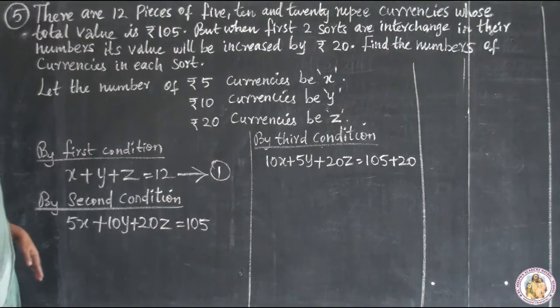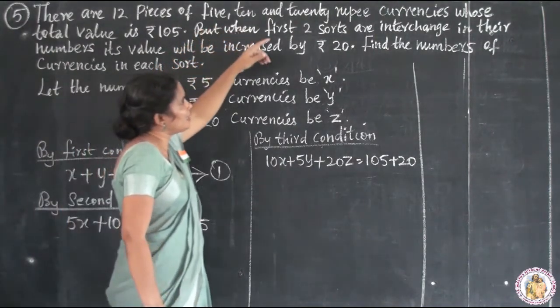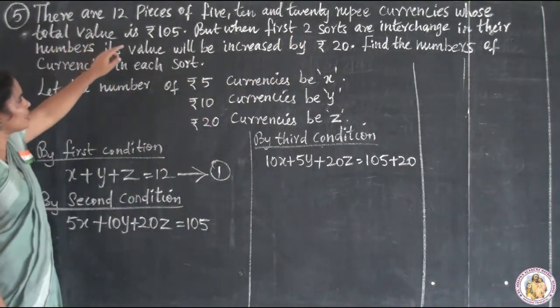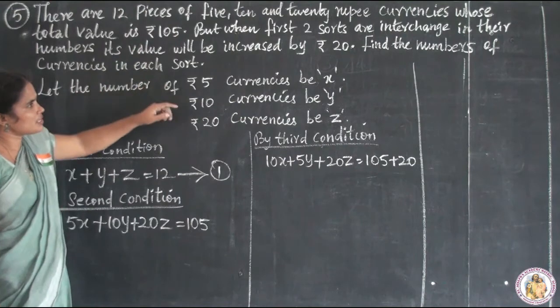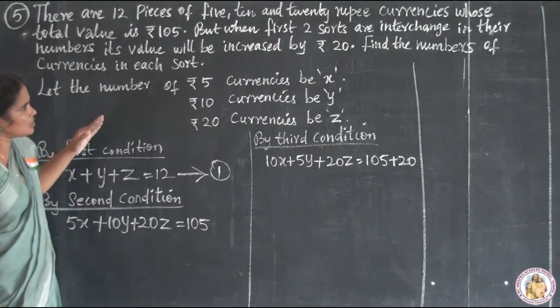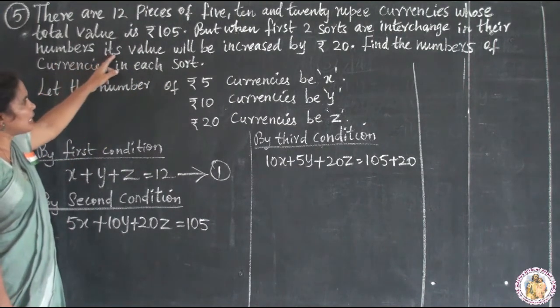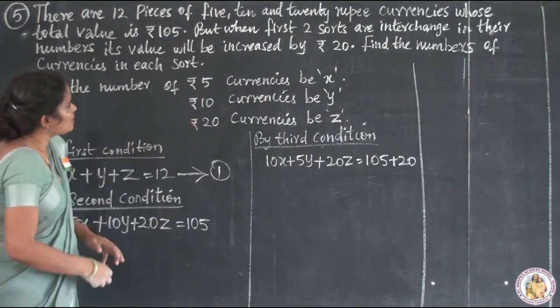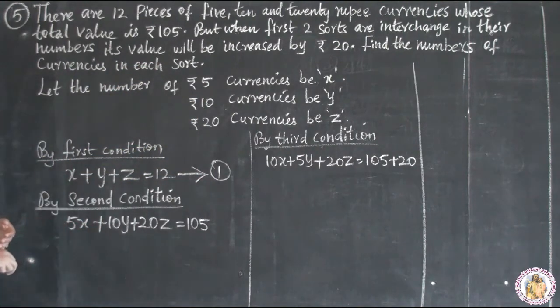Question number 5. There are 12 pieces of 5, 10 and 20 rupee currencies whose total value is 105. But when the first two are interchanged in the numbers, its value will be decreased by 20. Find the number of currencies in each sort.